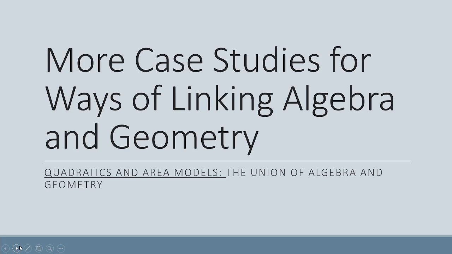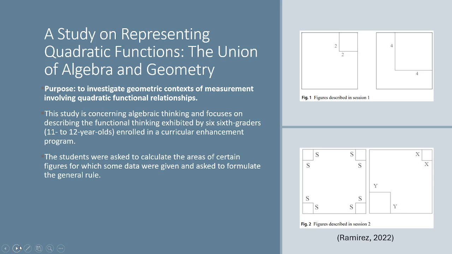So here are some more case studies for ways of linking algebra and geometry, just continuing in this same line of thinking. I wanted to look specifically at quadratics and area models in these different studies that I've found. The first study is on representing quadratic functions. The union, again, we're looking at is how algebra and geometry are connected.